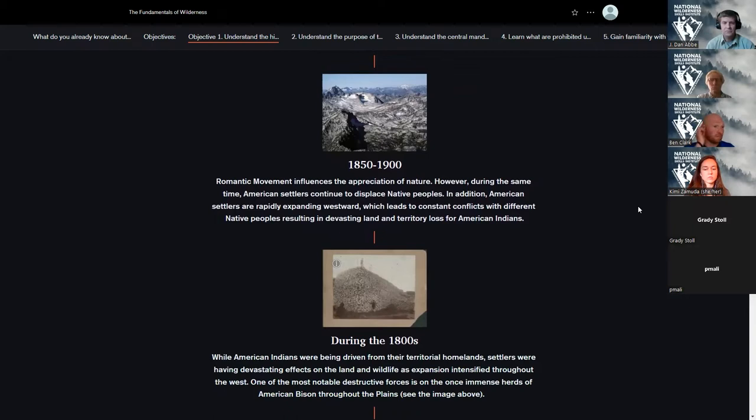And one of the most notable destructive forces during this time period, focusing on this devastation and the effects on the land and the wildlife as westward expansion continues, is on the once immense herds of the American bison throughout the plains. So if you're looking at the story map here, you can see this is a famous image that represents this, where we see one person standing on a pile of American bison skulls and one person standing next to it to give it scale.